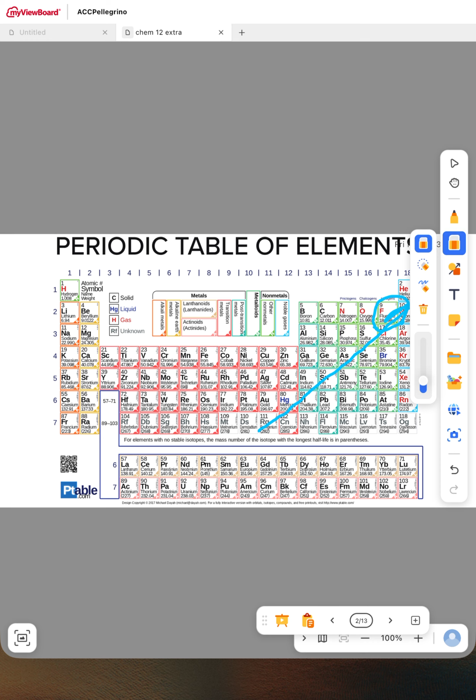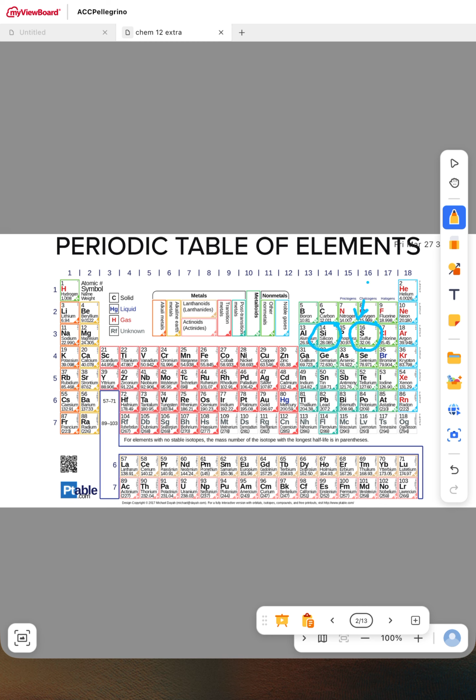If we look, here's sulfur and here's silicon. They're right next to each other, so we can't use the higher up, the more electronegative. But sulfur is further to the right. So sulfur is going to be the most electronegative of the two. So it's going to take the electrons, and it's going to be the one with the negative charge.